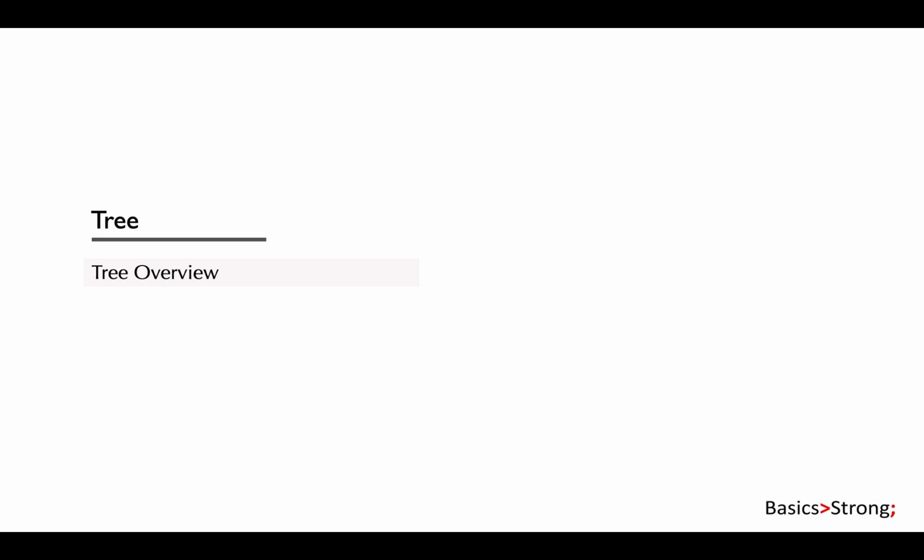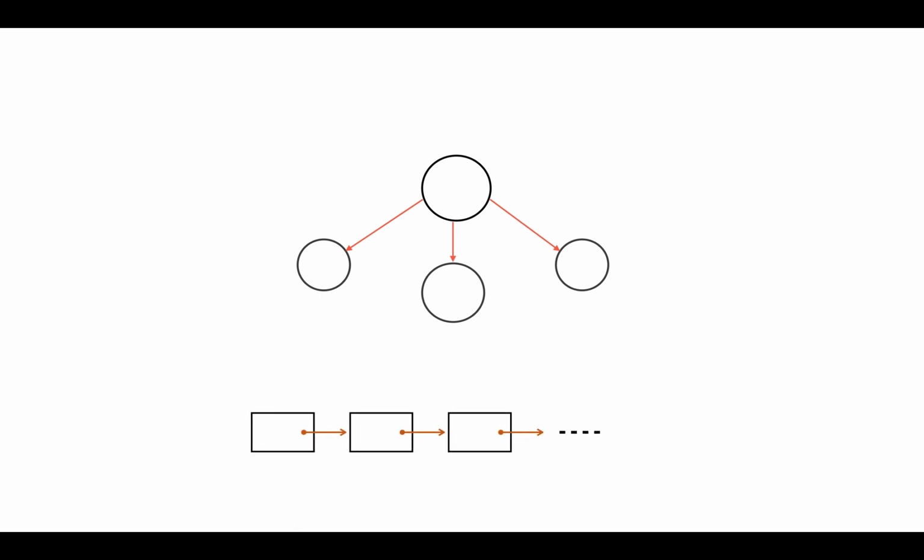Alright, so what is a tree? A tree is a non-linear data structure in which every node points to a number of different nodes. That's where they are different from linear data structure like linked lists, where every node points to a single next node in linear way. So you can say a tree is something like this.